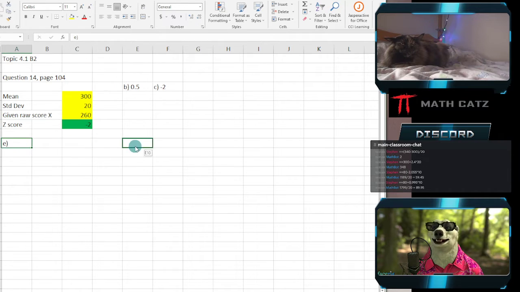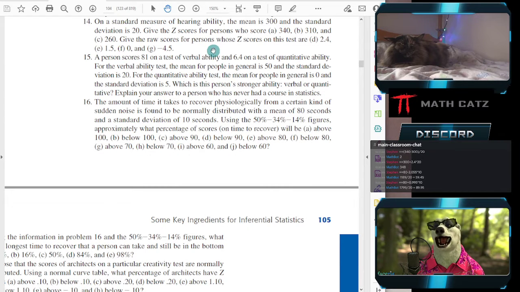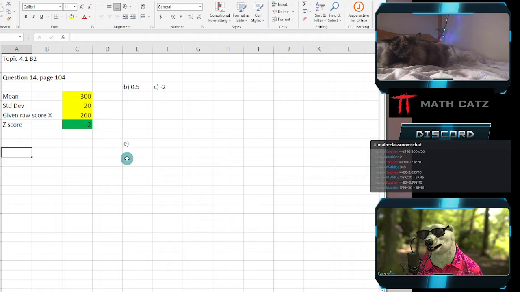So let's do that perhaps for the next one as well, where I am given the z-scores. We'll do E and F maybe. And actually, no, I'm going to do E and G. F is super easy. And I want to calculate the raw scores. So let's maybe, just to separate these, let's do the mean again.